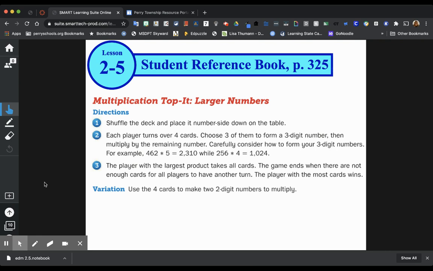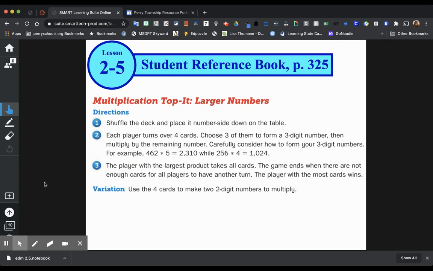Shuffle that deck and place it number side down on the table or on the floor, wherever your surface is. And you'll want to play this with another person. Each player is going to turn over 4 cards. You're going to choose 3 of them to form a 3-digit number, and the other number is what you're multiplying it by. Carefully consider how to form your 3-digit numbers. For example, 462 times 5 is 2,310, while 256 times 4 is only 1,024.